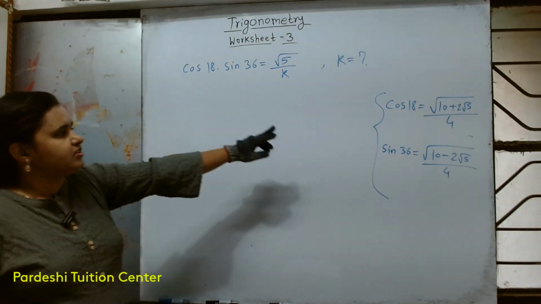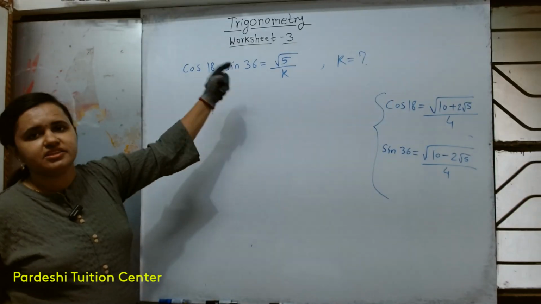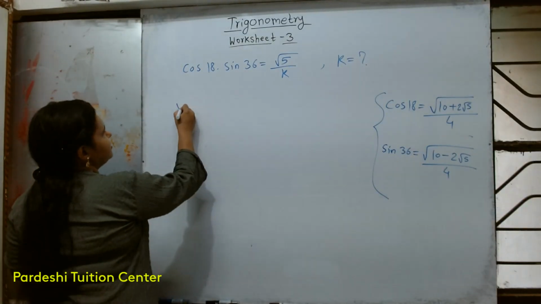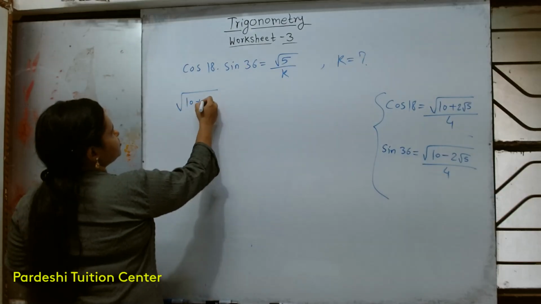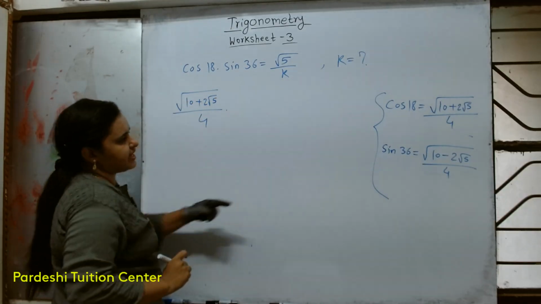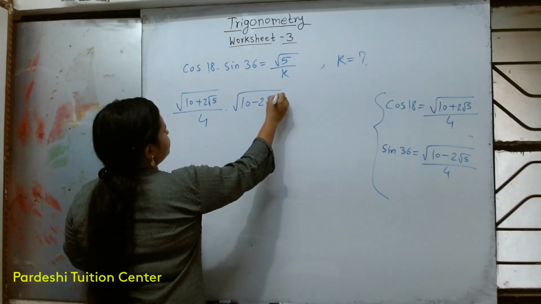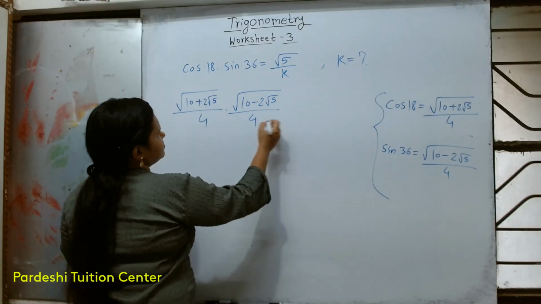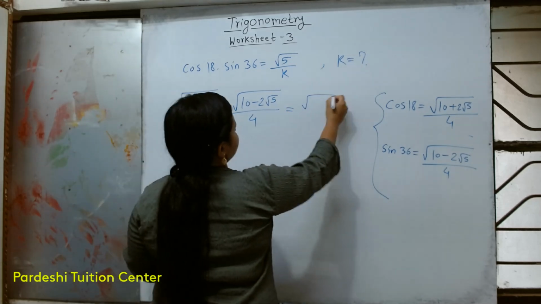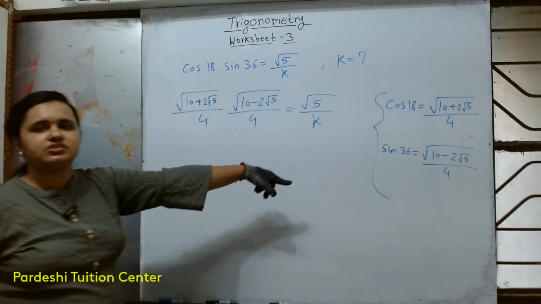Now you have to just put in the value of sin 18 and cos 18 and sin 36. So it was under root of (10 plus 2 root 5) upon 4 into sin 36, which is under root of (10 minus 2 root 5) upon 4. So it is equal to root 5 by k. We have just put in the value of cos 18 and sin 36.